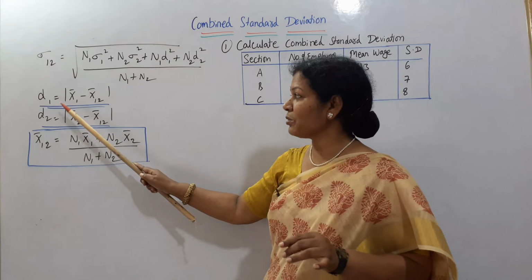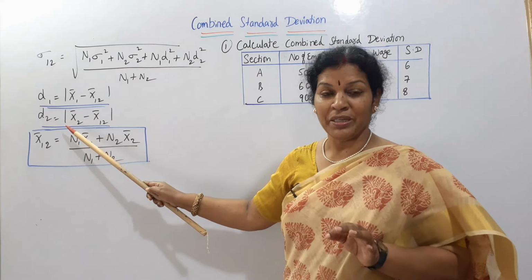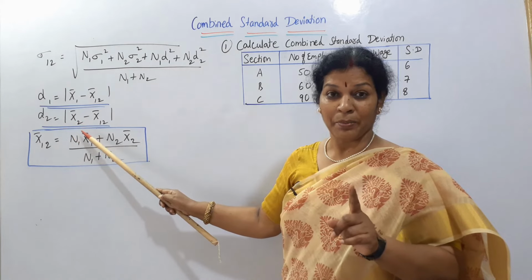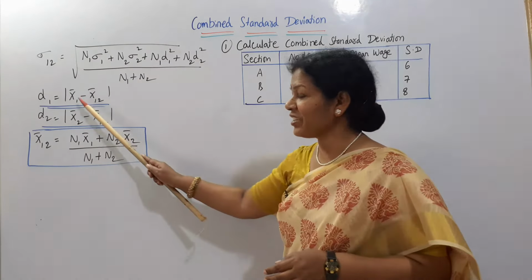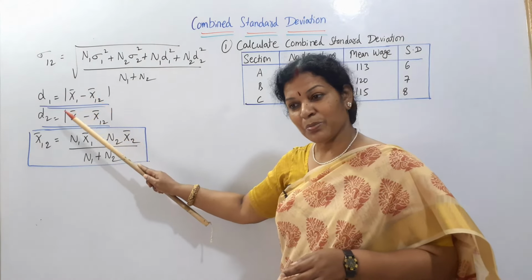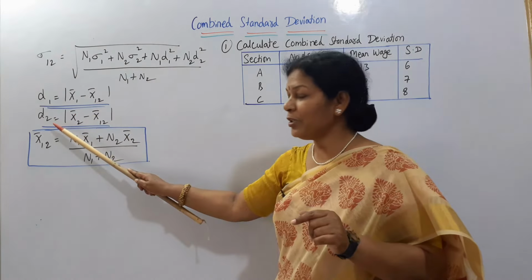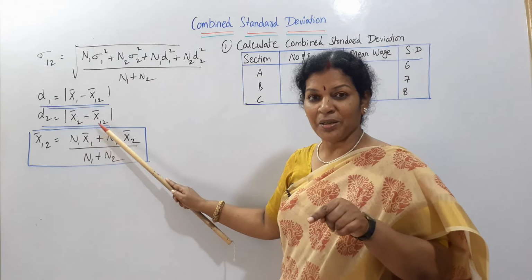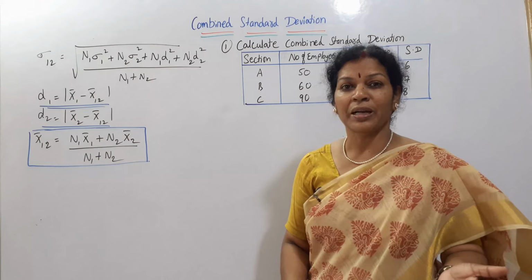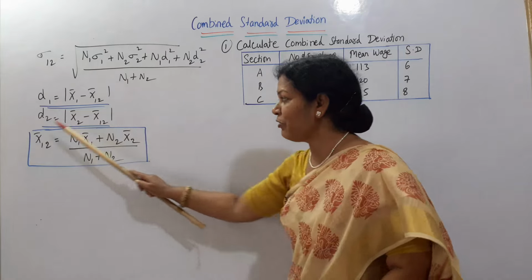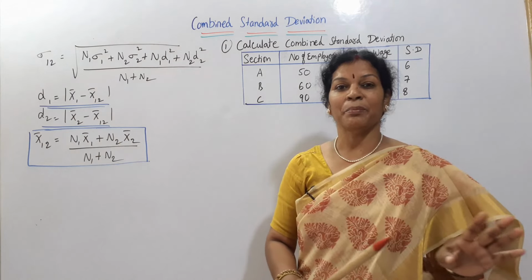Okay. So D1 is equal to x bar 1 minus x bar 1, 2. X bar 1 means mean of first section minus x bar 1, 2 means combined mean. Are you getting it? X bar minus x bar 1, 2. X bar means mean minus combined mean. In the same way, D2 is equal to mean of second section minus combined mean. It means to know this D1, D2, we need to know combined mean also. Combined mean formula I have written here. Without combined mean, you cannot calculate combined standard deviation.